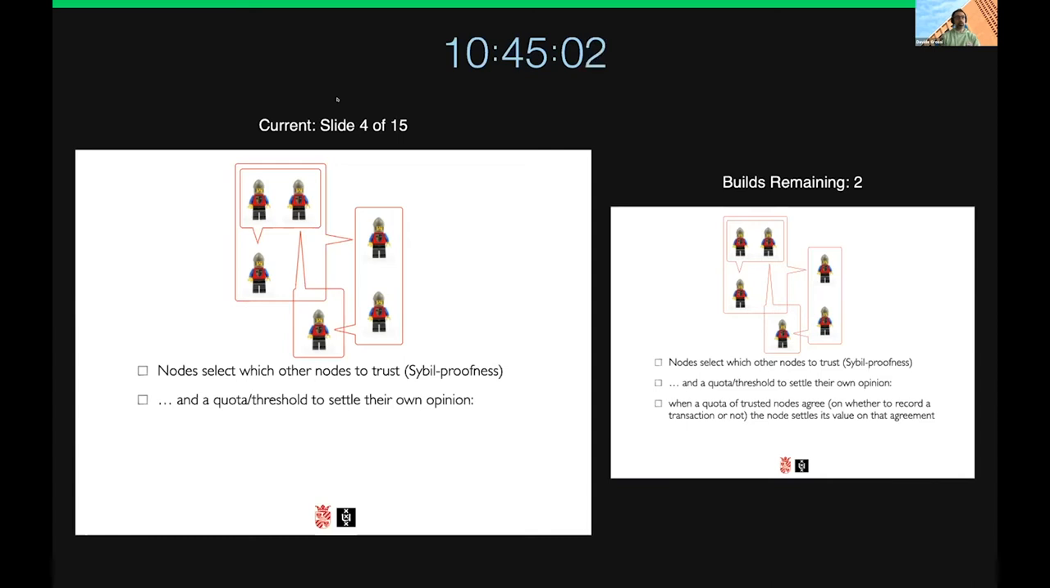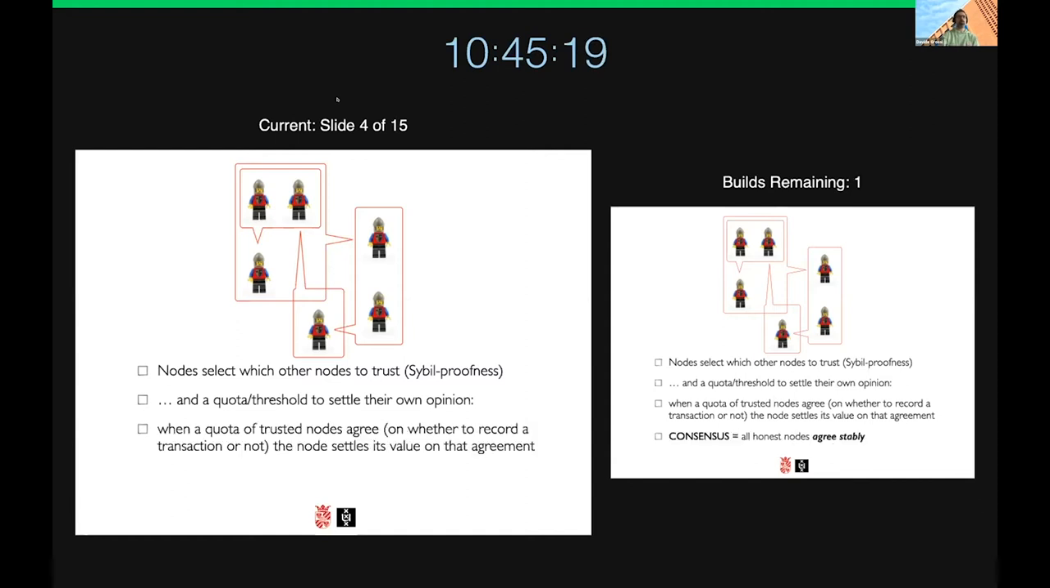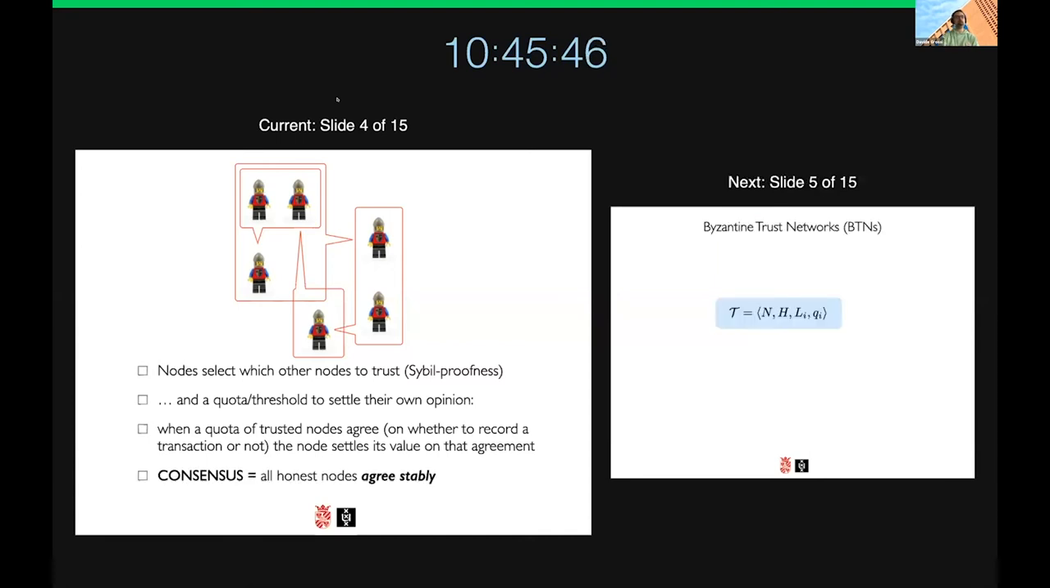Every node designates which other nodes to trust, and at the same time, it designates a quota or a threshold which has to be met among the nodes it trusts for its own opinion to be determined. If a quota of trusted nodes agree on a value, for instance, in my talk I will just use binary values for simplicity, on whether to record a transaction or not, then the node listening to those nodes settles its value on that agreed value. That's the idea of validation. Now the question in this setting is, consensus essentially means all honest nodes agreeing in a stable fashion through the trust network they built.